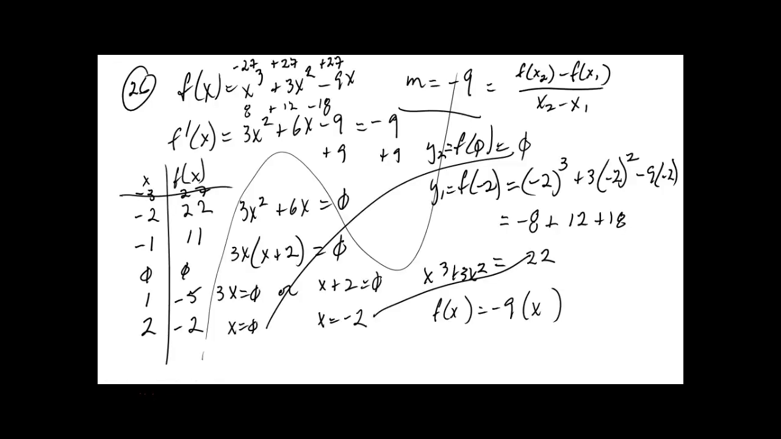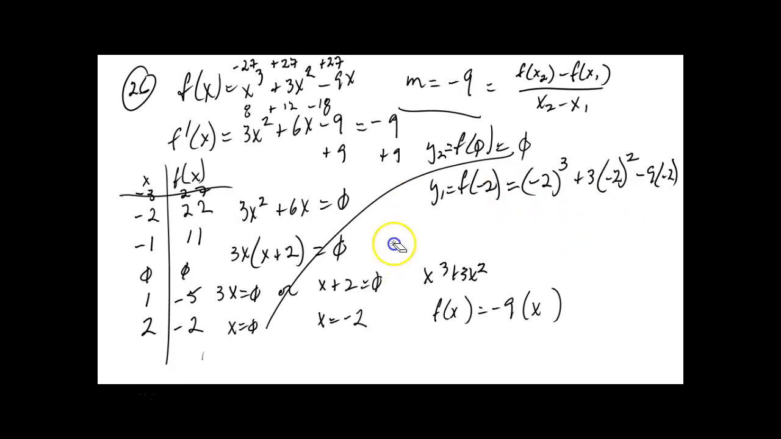This is such a pain in the neck. All right. I'm going to erase a bunch of stuff. Okay? Going to erase this and this. And probably that. Okay? All right. Okay, x cubed plus 3x squared minus 9x, that's your f of x, is equal to negative 9x. Okay? That's from this, okay?